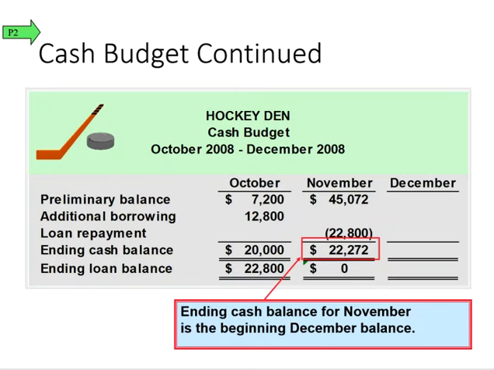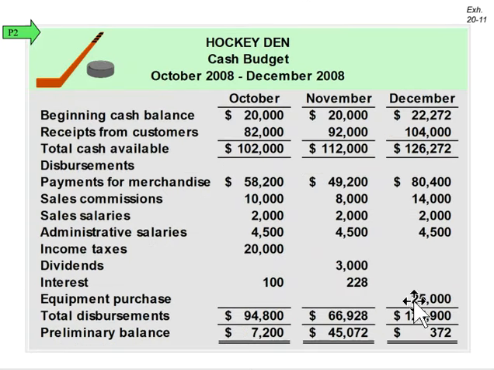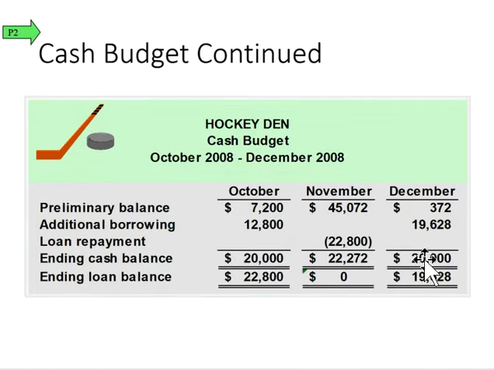So as they move into December now, it looks like they have $372 after taking into account now the equipment purchase of $25,000. So they're going to have to borrow again going into December, enough money to maintain that $20,000 ending cash balance. So they borrowed $19,628.